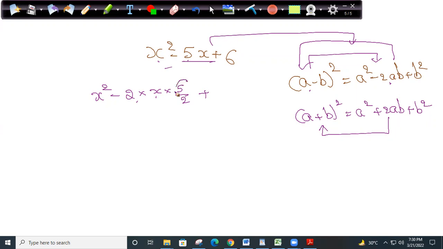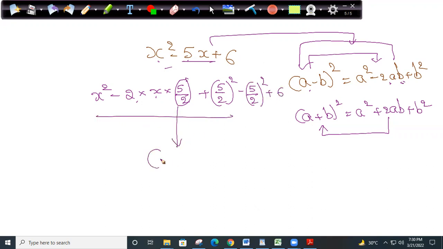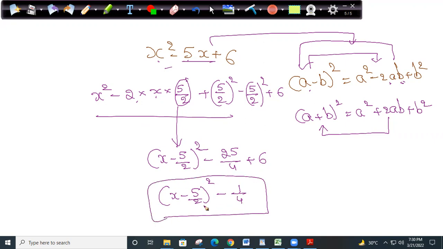So what is your b value here? 5 by 2. Since your b value is 5 by 2, you need to add 5 by 2 whole square, and you should also subtract 5 by 2 whole square, plus 6. So this part can be written as x minus 5 by 2 whole square minus 25 by 4 plus 6, that is x minus 5 by 2 whole square minus 1 by 4. To your surprise, this part represents the x value, this entire part represents the y value. So the vertex is again 5 by 2 comma minus 1 by 4.